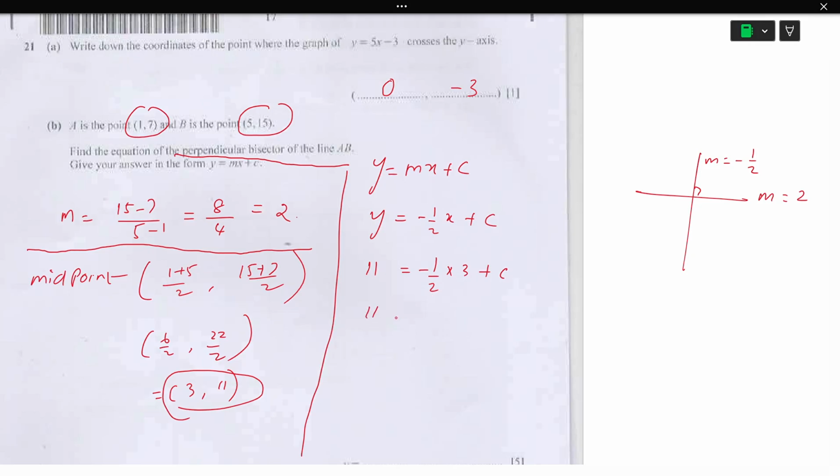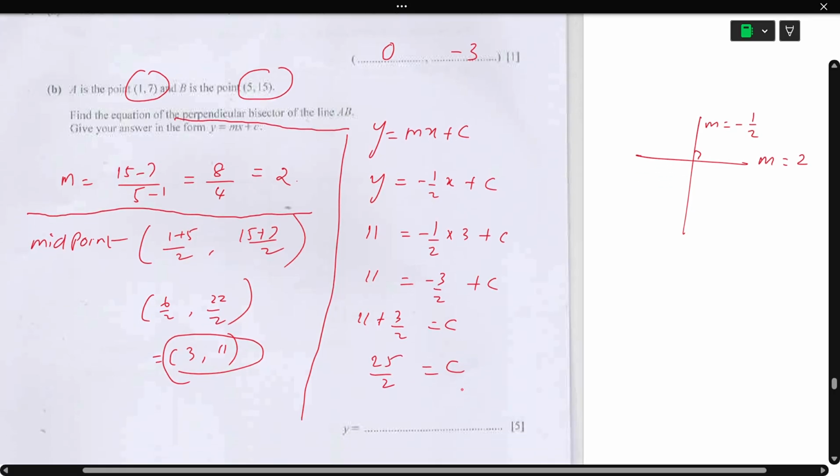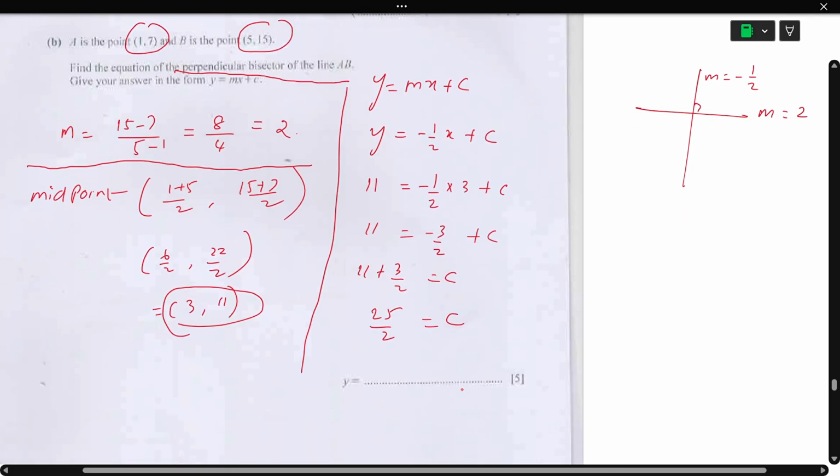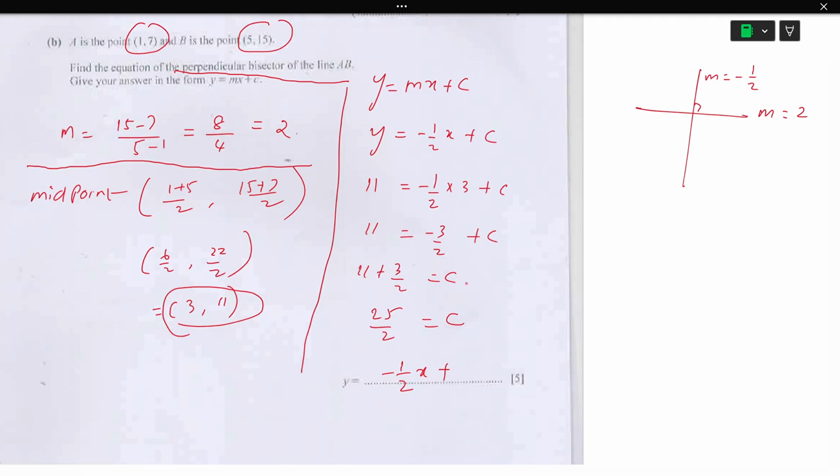Which is 11 equal to negative 3 by 2 plus c. Bring 3 by 2 this side, so plus 3 by 2 equal to c. Make LCM, which is 22 plus 3, 25 over 2. So we got c, so just substitute this equation. So y equal to negative 1 by 2x plus the c value, we just need to put it here, which is 25 over 2. That's the answer.